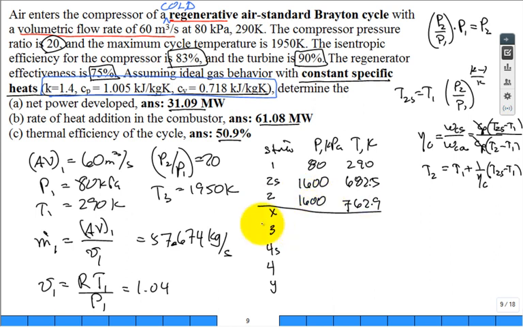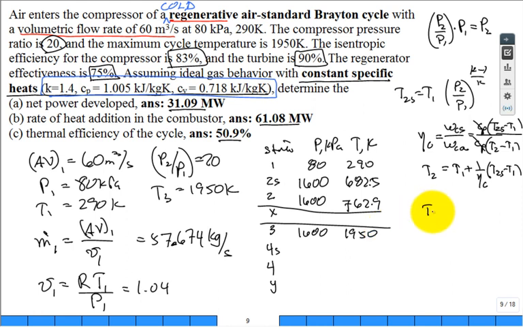Sorry, it looks like I got offline. But let's go to state 3. It's still 1600, but they give us the temperature, 1950. So when you're doing these problems, you can't always go sequentially. Stop, pause, work on state 4 now.